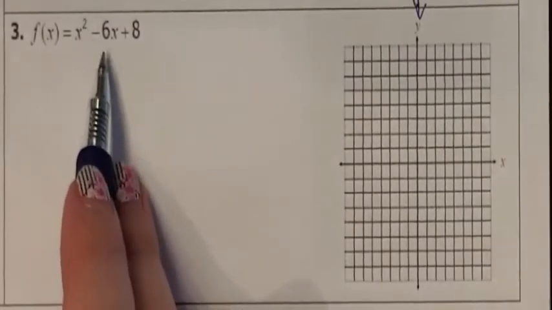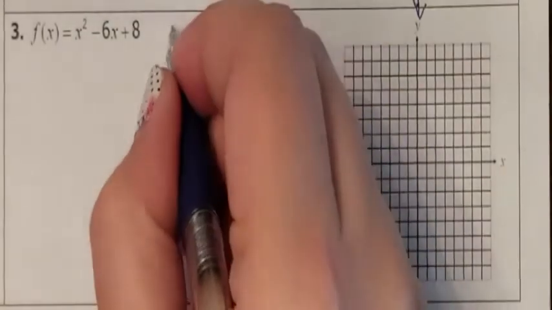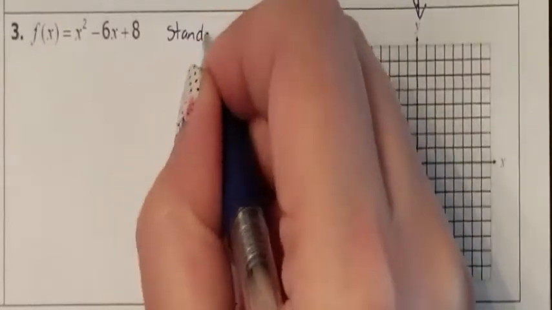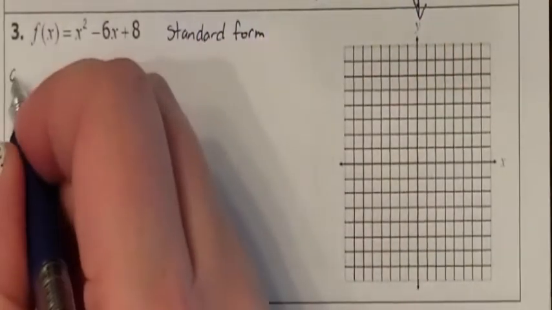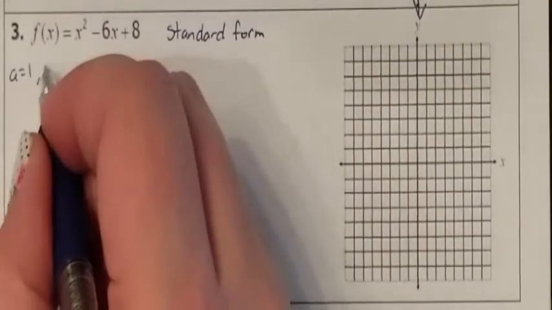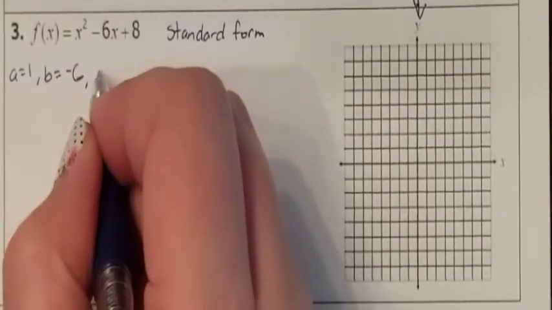I see it as x squared, x, non-x. So I know that this is in standard form. Because it's in standard form, I need to find my a, my b, and my c.